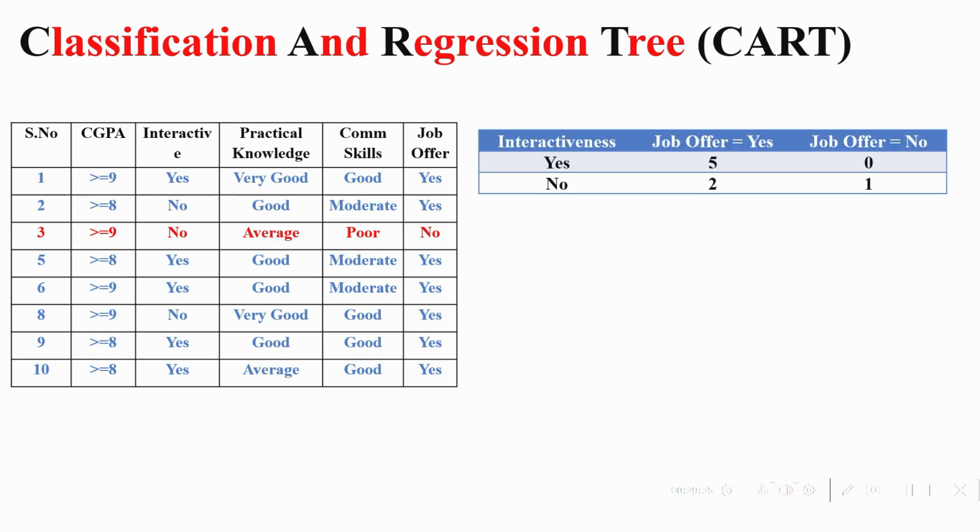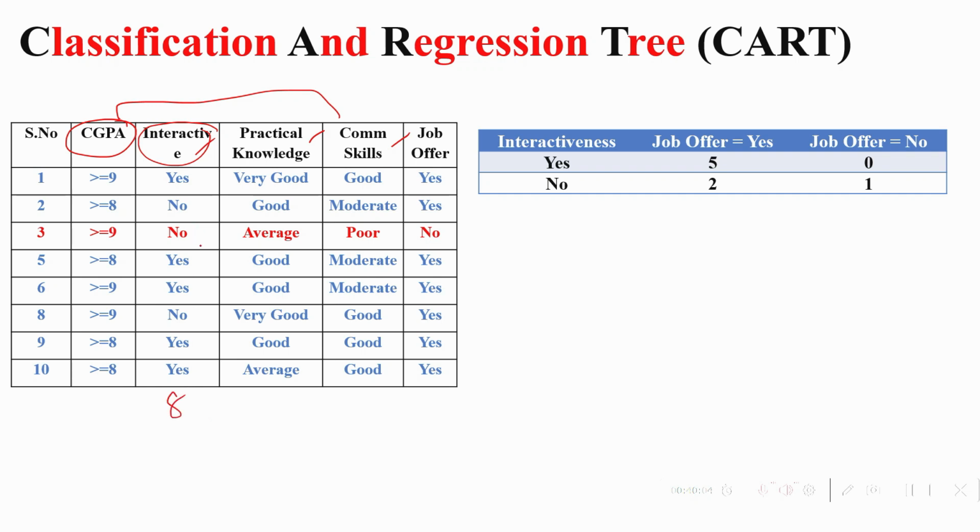Now we have to apply the same process for interactiveness, practical knowledge and communication skills. Here we have 4 features, but CGPA is already acting as the root node, and we are going to apply the same process for the remaining attributes: interactiveness, practical knowledge, and communication skills. So we are going to select interactiveness. Now interactiveness contains a total of eight elements.